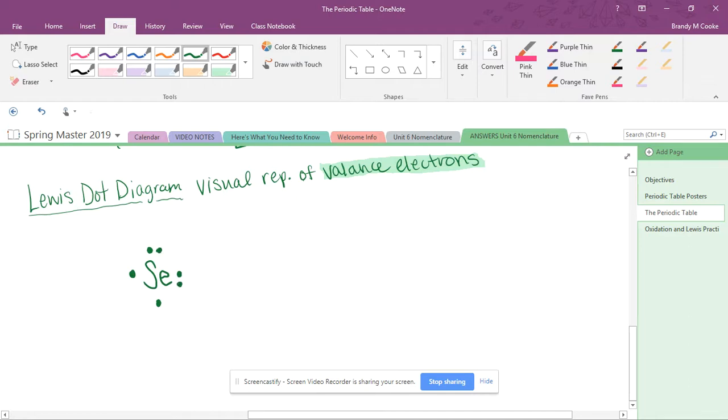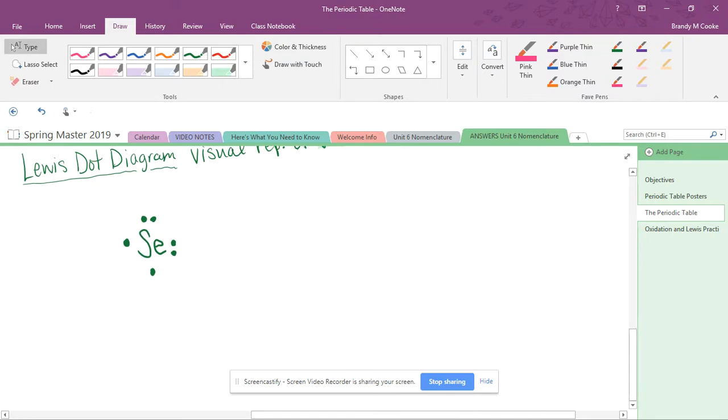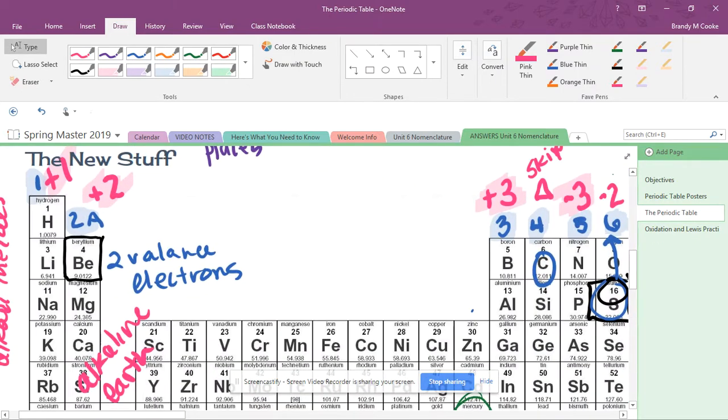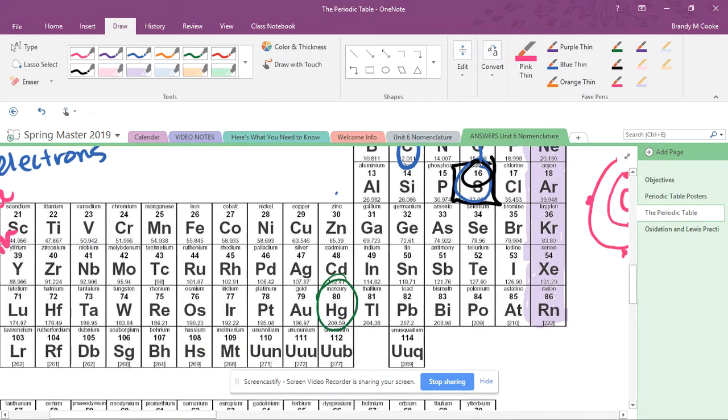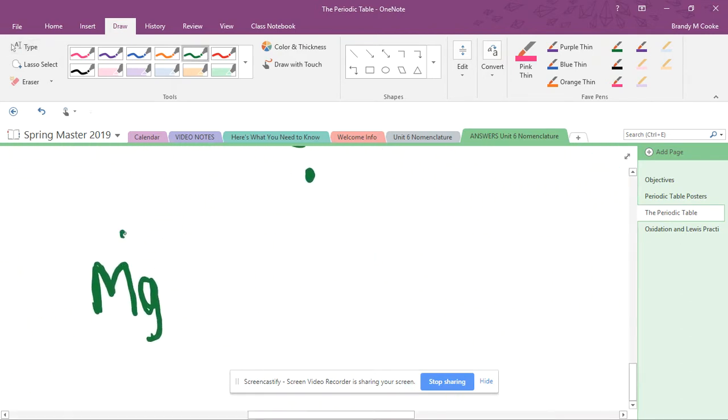Notice how I only put one dot at a time on each side. And once I ran out of room, once I had top, bottom, left, right, then that's when I was able to double up. Let's take a look at a Lewis dot diagram of one without that many. So let's try to do magnesium here, Mg. Magnesium, if you look at the periodic table, has 2 valence electrons. He's right here, 2 valence electrons. So I'm going to go back. He's only going to have 2 dots. So I'm going to put a dot up top and a dot down here.